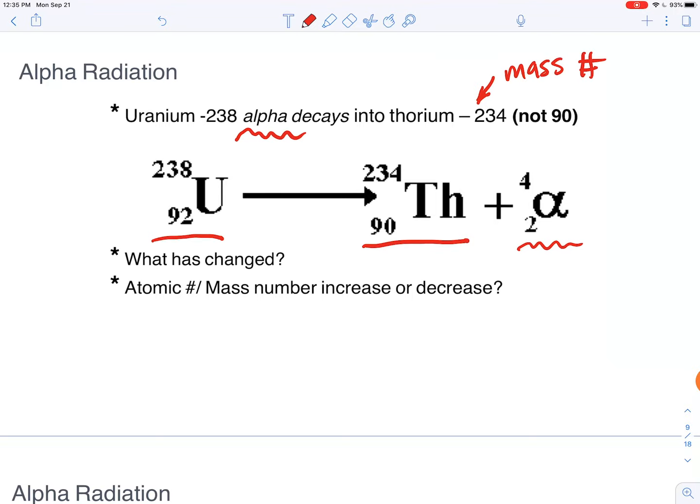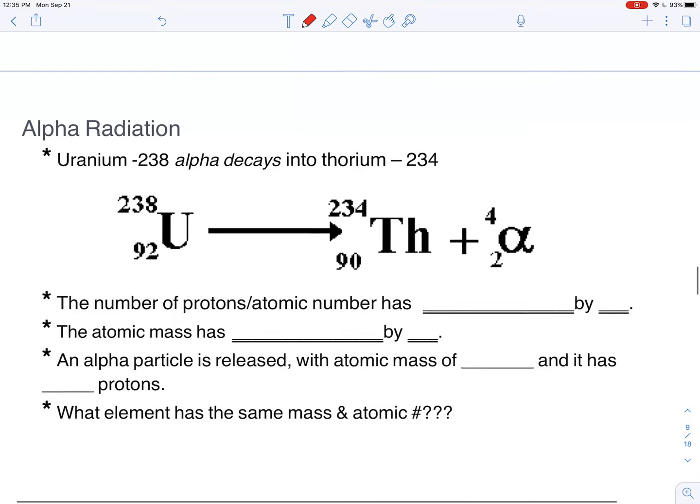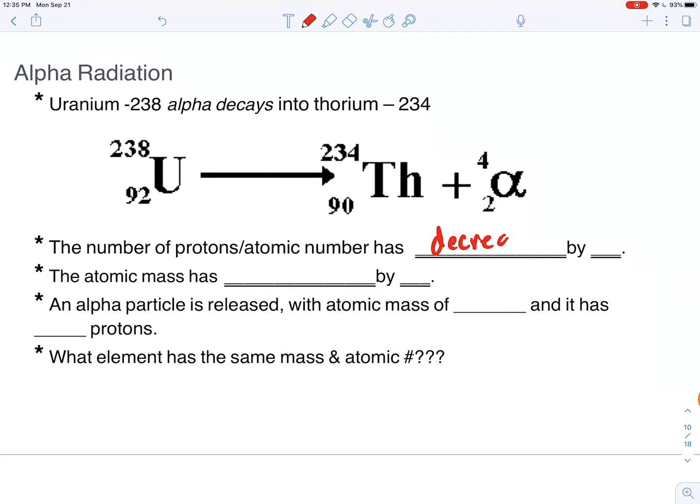How has the atomic number and mass number increased or decreased? So, looking at this equation, we can see the number of protons or atomic number has decreased by 2. The atomic mass has decreased by 4. An alpha particle is released, which is this guy, and that has an atomic mass of 4 and 2.